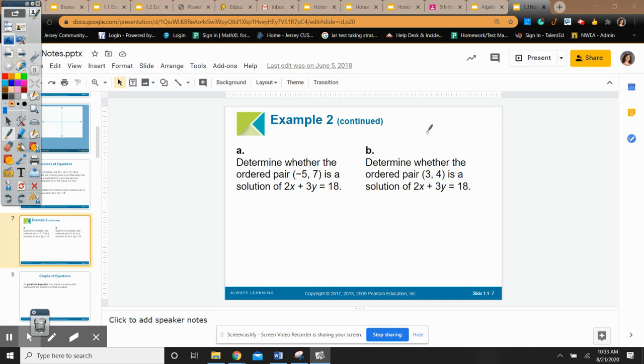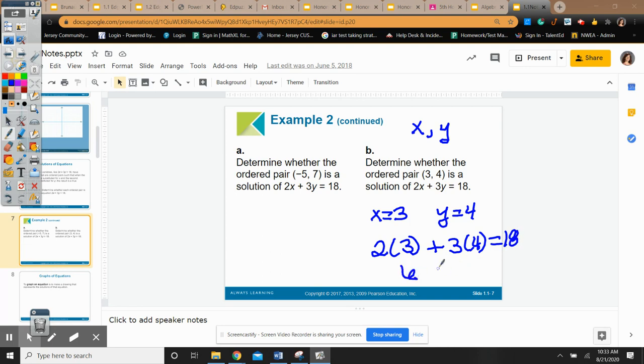Now let's see if 3, 4 would be on that line. Is it a solution? So x would be 3 and y would be 4, and we're going to see if we plug it in if it will be true. So 2 times 3 plus 3 times 4, does that equal 18? Because if it does, it would be on the line. 6 plus 12 does equal 18, so that means that point 3, 4 would be on that line.